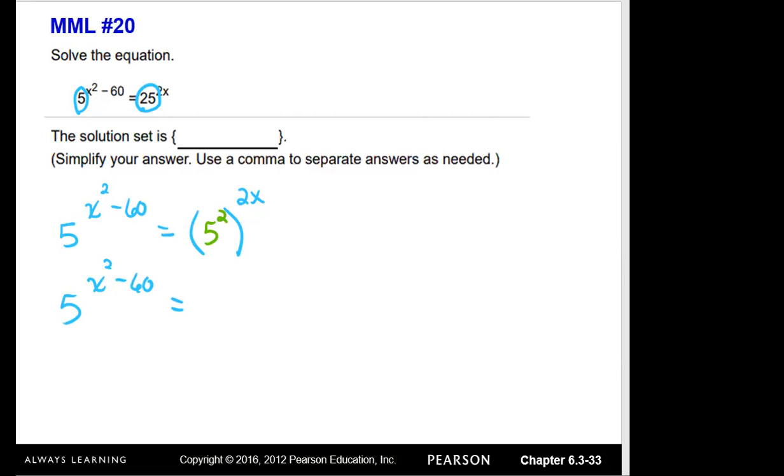Left side, nothing. Right side, you have a power raised to another power. So you're going to multiply those together. So this is going to be 5 to the 2 times 2x is a 4x when I multiply those. And now I've got a 5 to the this equals a 5 to the that. So I can just drop my 5s and take the exponent of x squared minus 20 and set that equal to the exponent of 4x.